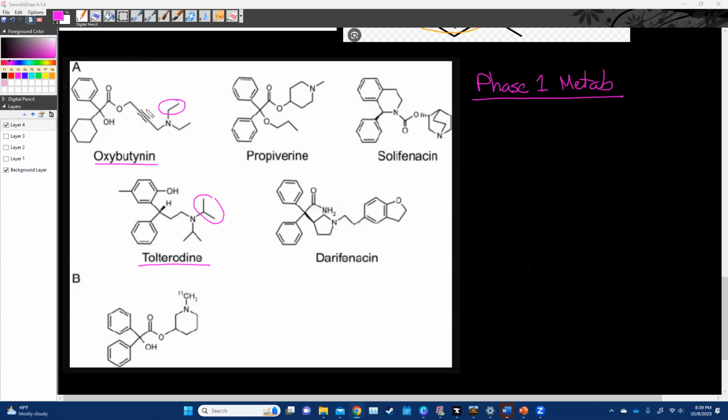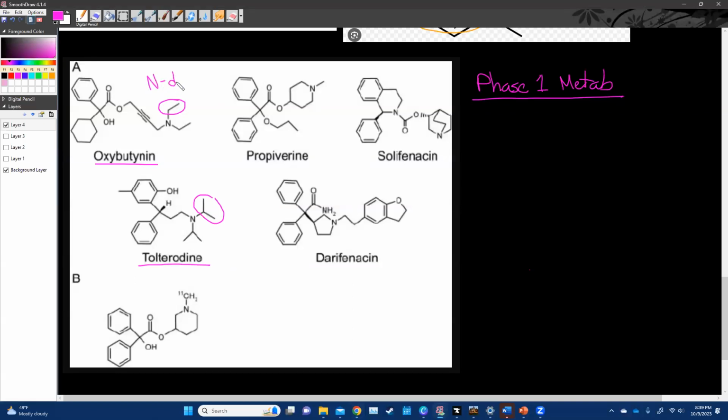So using oxybutynin as kind of our basis here. What we have in oxybutynin is N-deethylation. Whereas in tolterodine, we have N-deisopropylation. Yes. Yep. And you still have to know your heterocycles as well.